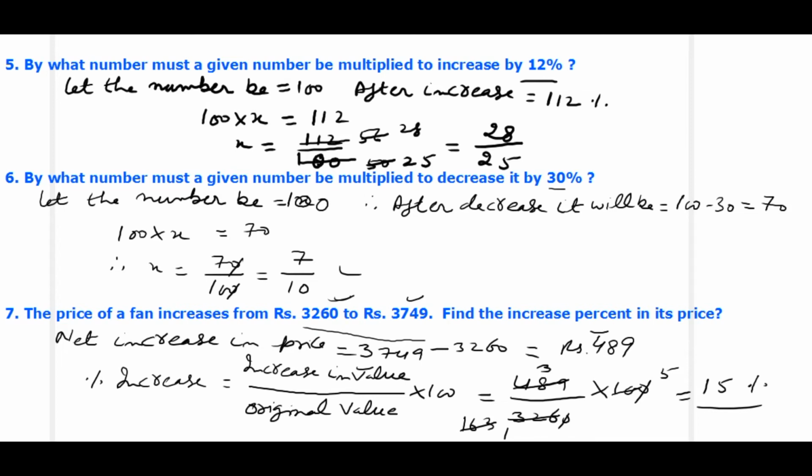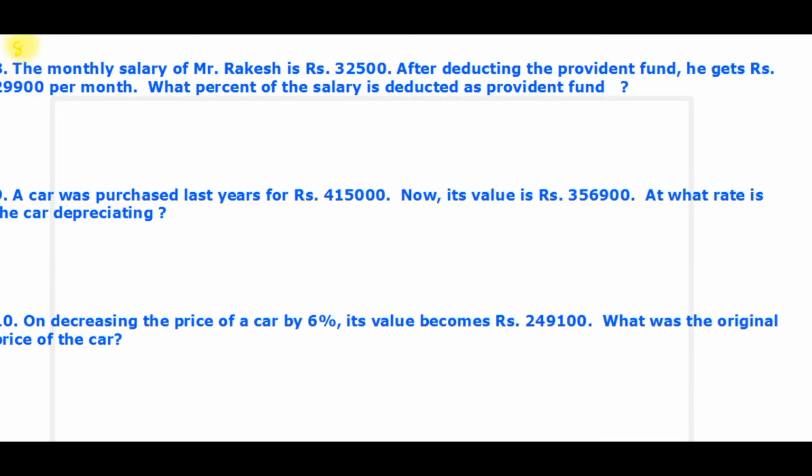The salary of, it is question number 8. The salary of Mr. Rakesh is rupees 32,500. After deducting the provident fund, he gets rupees 29900 per month. What percent of salary is deducted? So here total salary is this. After deduction he gets this.